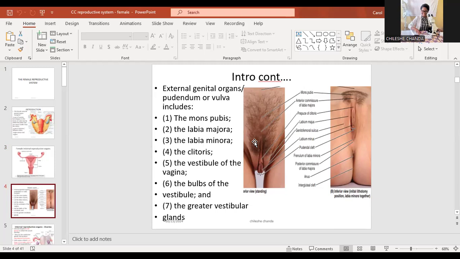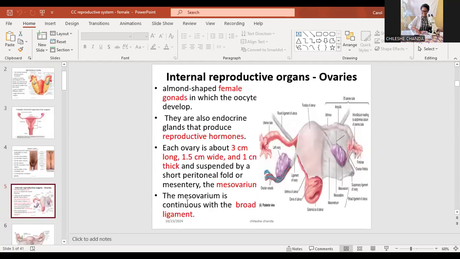And then we have the labia majora over there. We have the labia minora. We have the clitoris. We have the vestibule, in between the two labia minora. Okay. And we have the bulbs of the vestibule. We're going to see them once we start looking at the external reproductive organs of the female, and then the greater vestibular glands. All right, those are the organs of the female reproductive system.